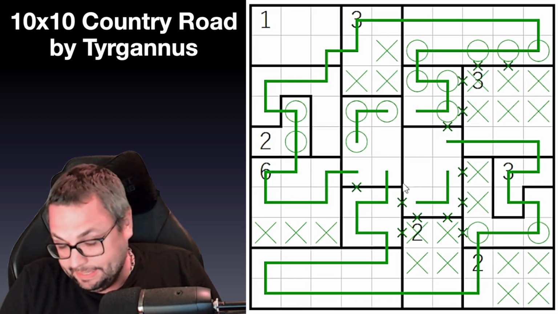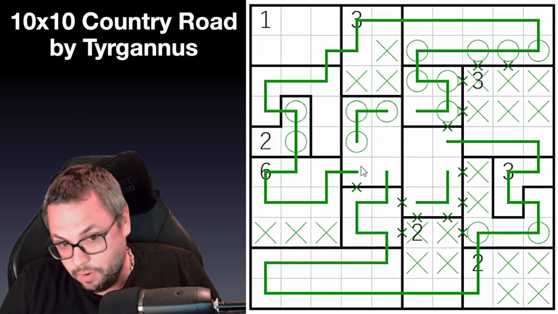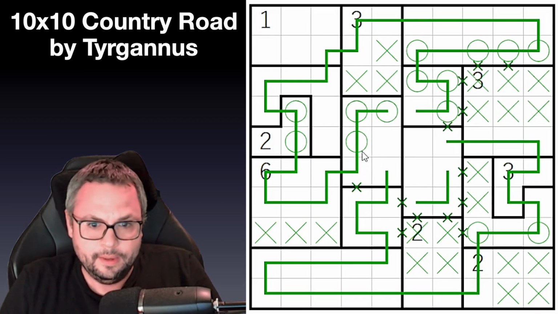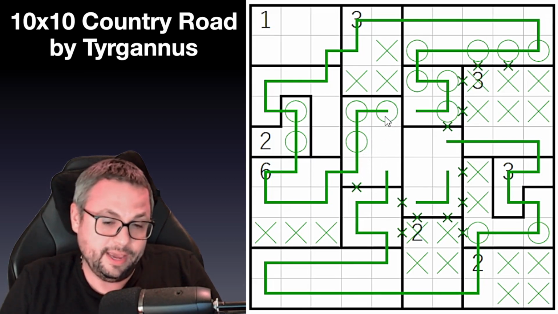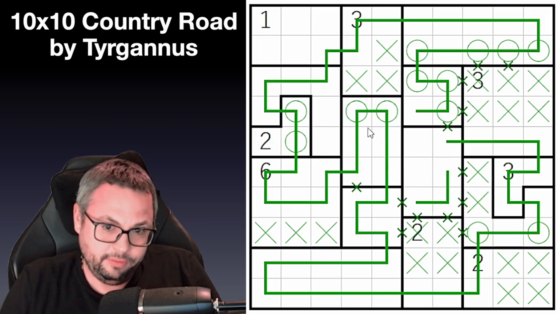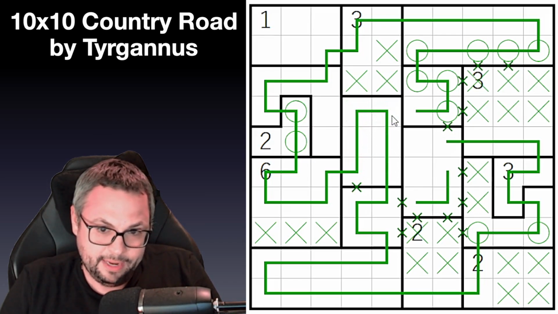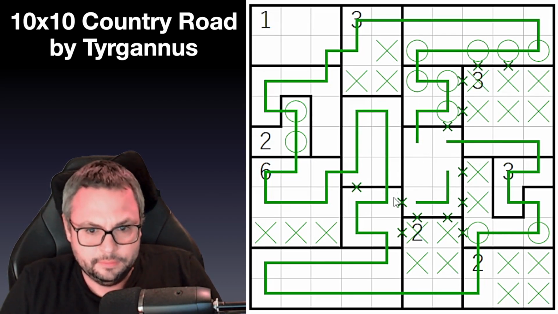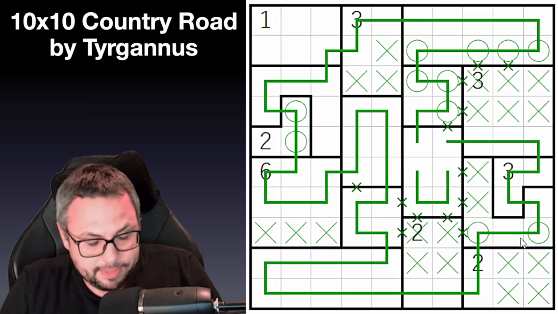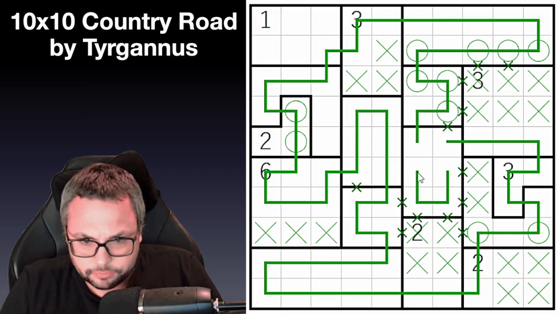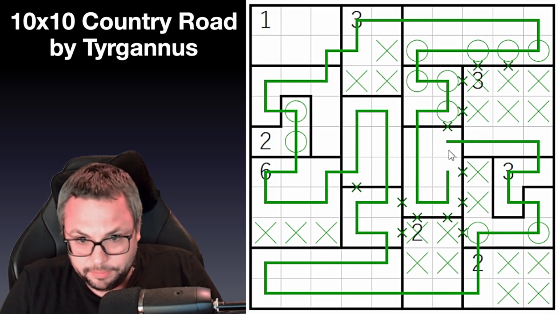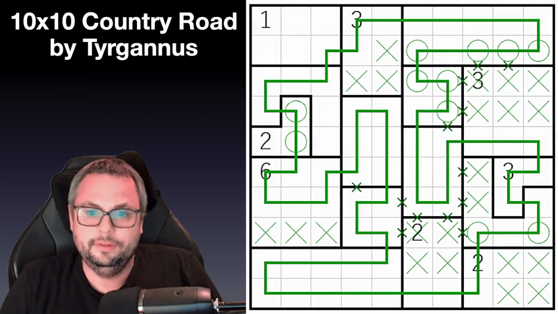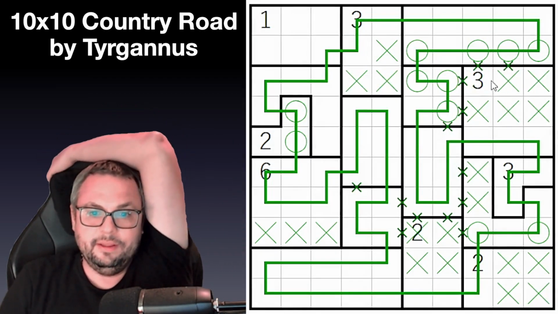Okay, now I can't connect these two, or again, I strand some road within the country. And now this has got to connect to that, and there's only one way to do it, so we can get rid of that. Okay, and now this is a corner, so it goes over there. This is also a corner, so it goes up there. Don't make a little loop. And there we go. That is a very lovely country road.